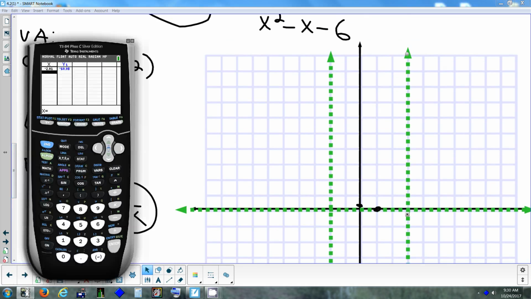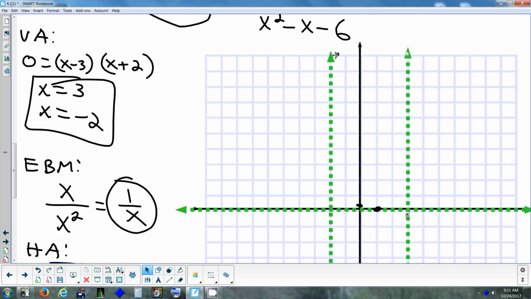Can someone else give me a value that's to the right of -2? -3 would be to the left. I want it to be extremely close, say within a hundredth. -1.99. So if we go just to the right of -2, now all of a sudden my graph is up, very, very high.